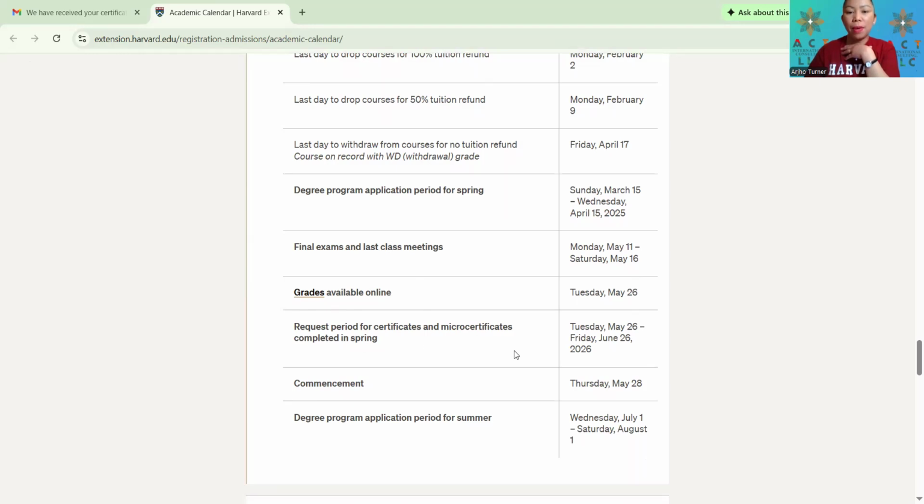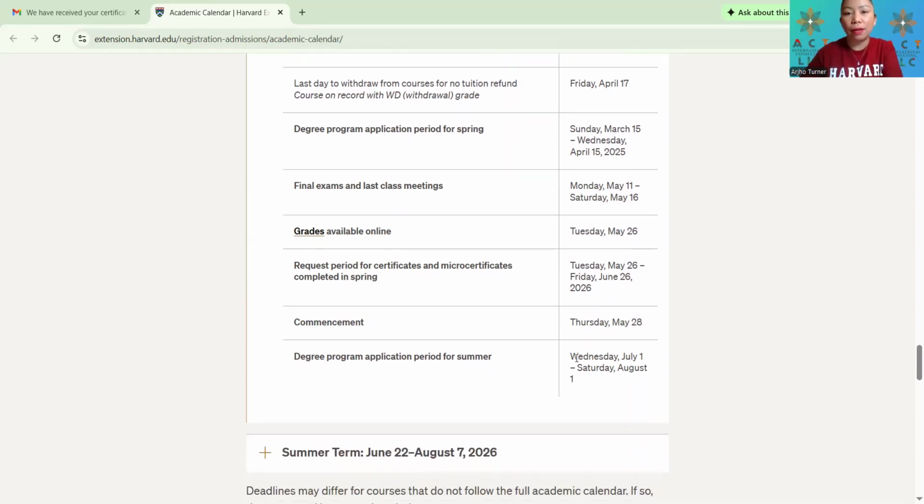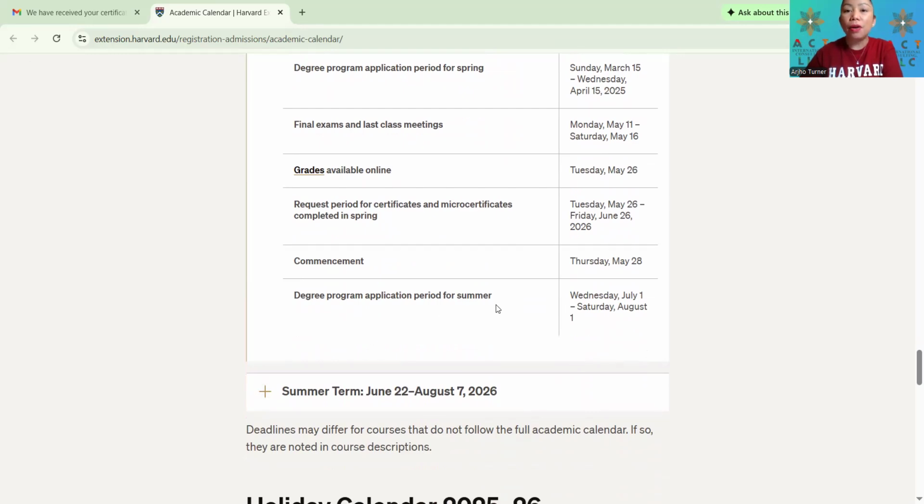The request period for certificates and micro-certificates completed in spring will be between May 26 to June 26. For my end, I'm gonna make a separate video later on. I earned the micro-credential on international relations as part of my ALM program, and the window for requesting those certificates is from January 6th to February 6th. I already did my request, so I'm just waiting for my certificate. The degree program application period for summer is from July 1 to August 1 naman ito.